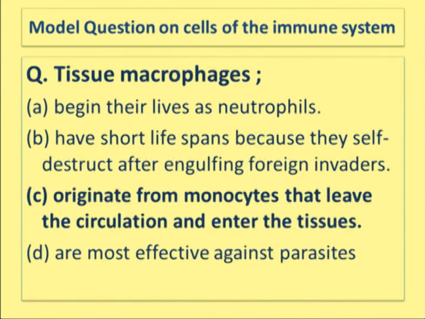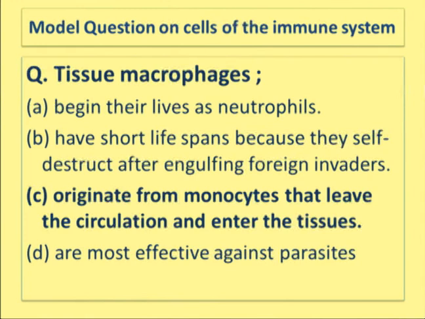Tissue macrophages begin their lives as neutrophils? No. Have short lifespans because they self-destruct after engulfing the foreign invaders? It is not like that. Originate from monocytes that leave the circulation and enter the tissue? This is correct. And are most effective against parasites? Actually, it is not. Mostly, it is eosinophils that are most effective against parasites.